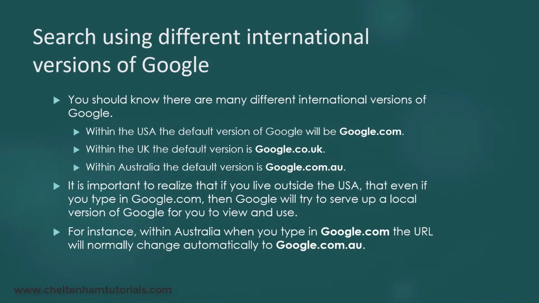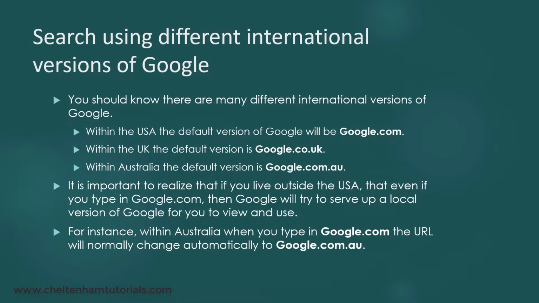Now in this chapter we'll look at some of the issues surrounding international visitors. The first thing to bear in mind is there are different versions of Google for different countries. If you're in the United States and just type in google.com, the google.com version obviously will come up. However, if you're in, say, the UK and type in google.com, what you'll actually get is the local version, which is google.co.uk. Similarly, in Australia, you type in google.com and what you'll probably get is google.com.au.